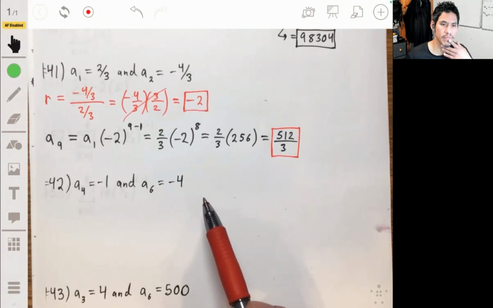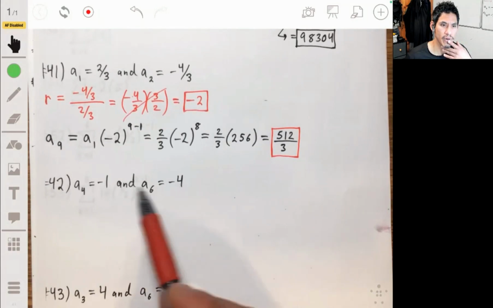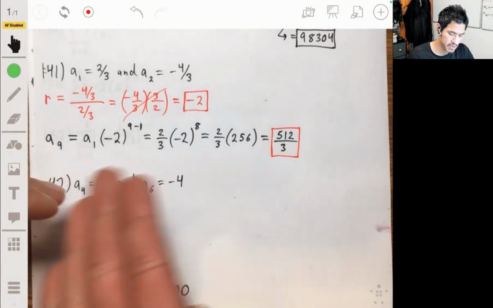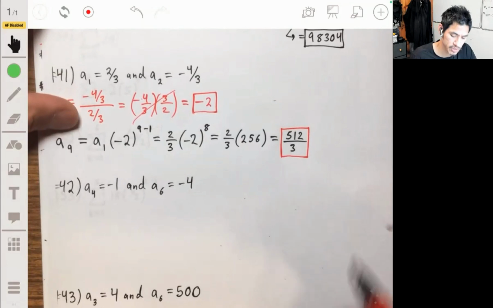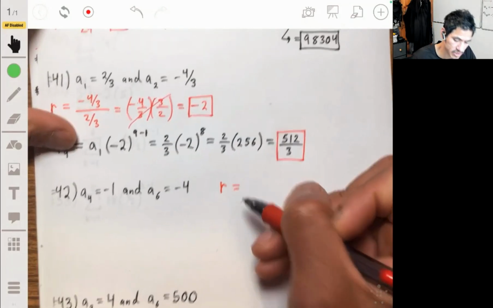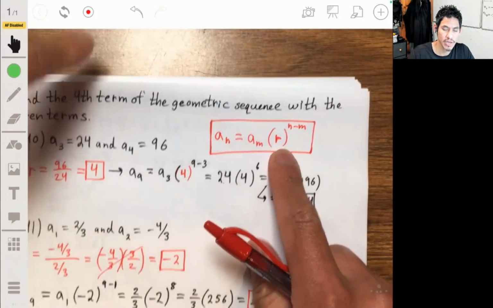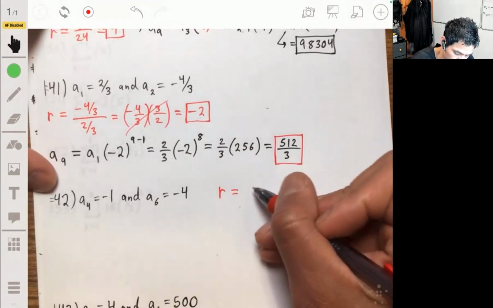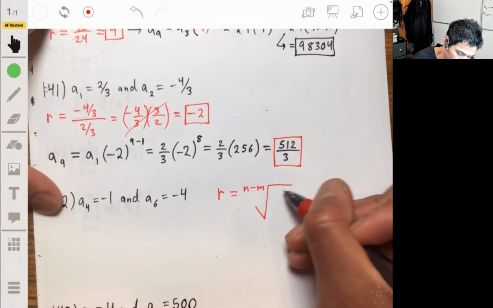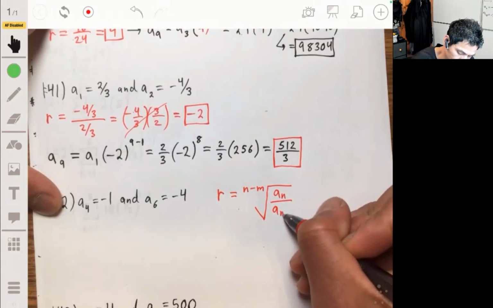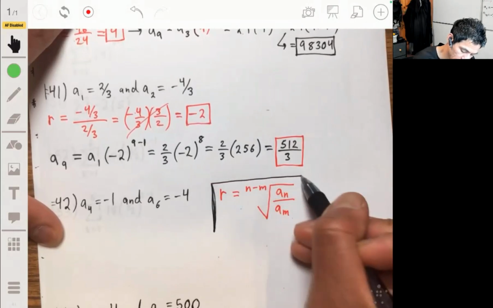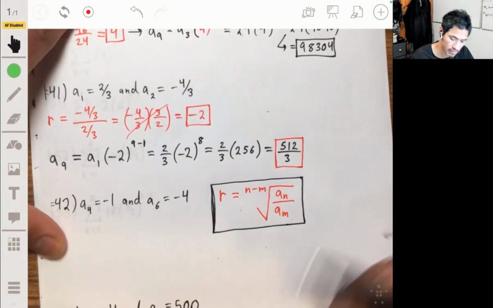All right, now here we're given two terms, but they're not consecutive. So you can't simply divide one by the other to figure out the common ratio. But I have another equation that I give my students, which is just this equation solved for r: r is going to be equal to the n minus m root of an over am. So if you don't have r easily found by dividing, you can use this no matter how far away the terms are.